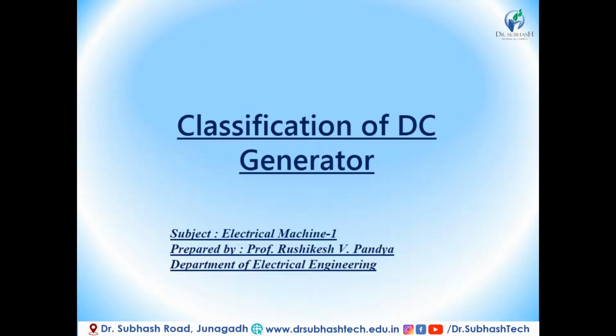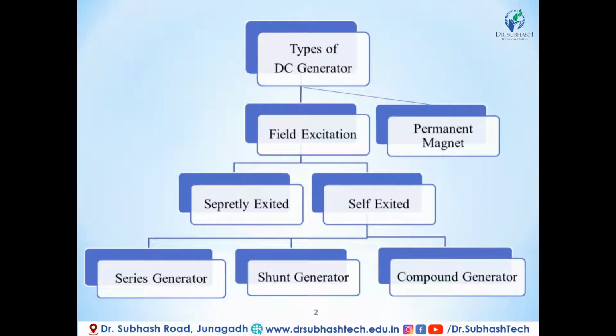Hello friends, today we are going to discuss the topic of classification of DC generator. Generators are generally classified in two types: field excitation system and permanent magnet excitation system. The field excitation system is also divided in two parts, separately excited and self-excited. Self-excited are divided in three parts: series generator, shunt generator and compound generator.